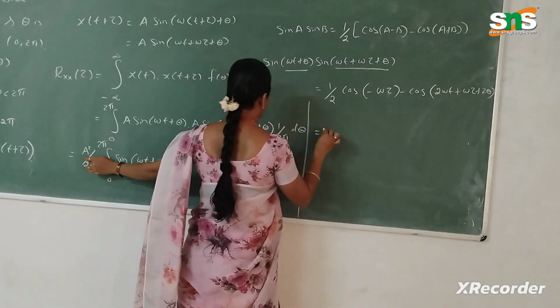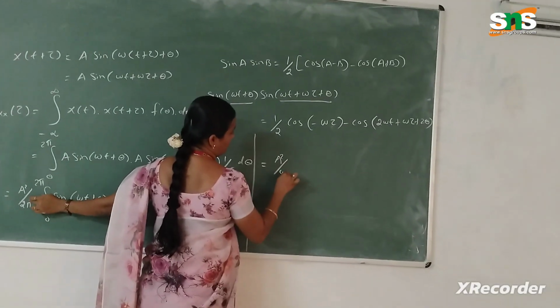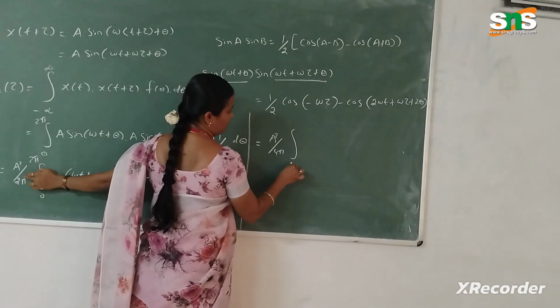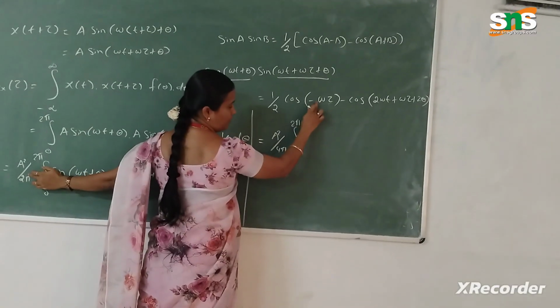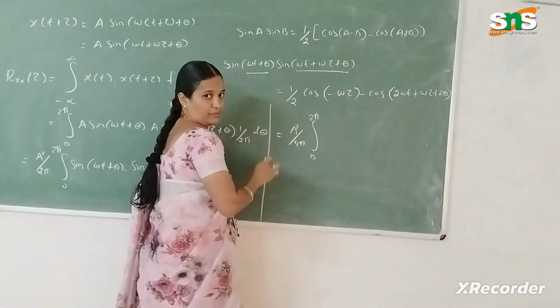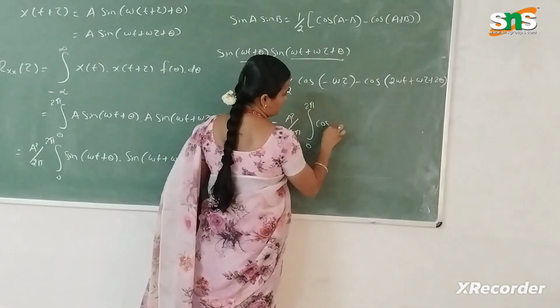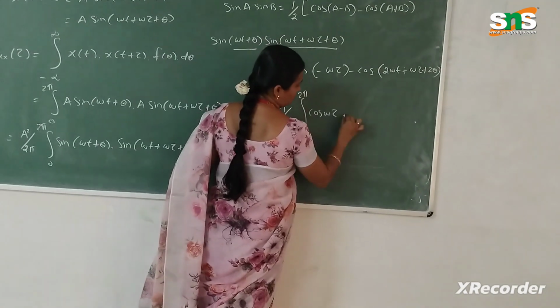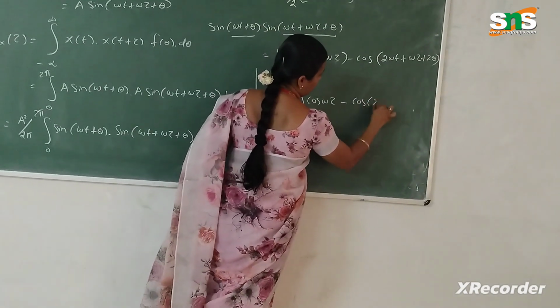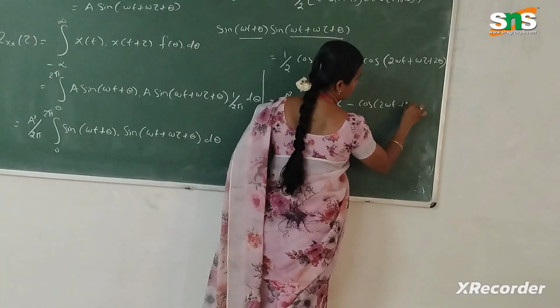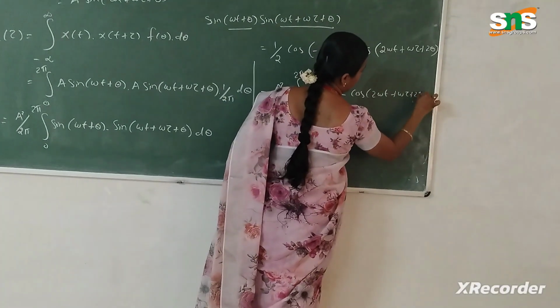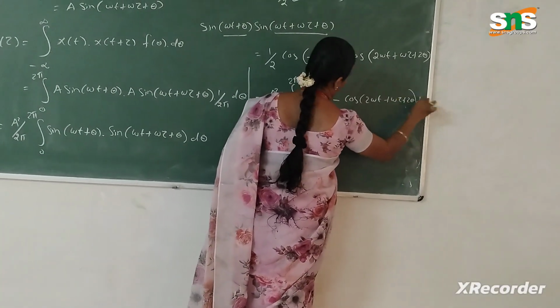Therefore, we already have a squared by 2 pi, so a squared by 4 pi, with the 1 by 2, integrating from 0 to 2 pi. Cos is an even function, cos of minus theta is equal to cos of plus theta. So cos of omega tau, minus cos of (2 omega t plus omega tau plus 2 theta) into d theta.